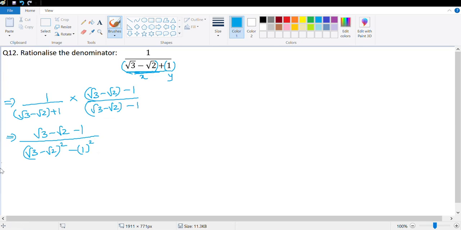Perfect. Let's open the denominator. That's root 3 minus root 2 minus 1. And this is now in the form x minus y whole square, which means x square plus y square minus 2 times root 3 into root 2. That's root 6. And this is minus 1. So this gives us root 3 minus root 2 minus 1. 3 plus 2, 5. 5 minus 1, 4. That's 4 minus 2 root 6.